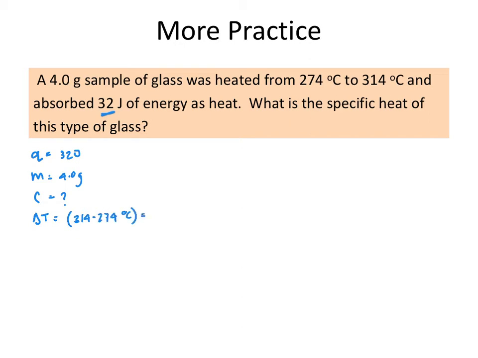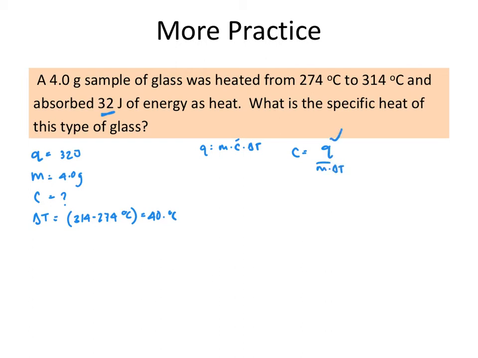Okay, and we're going to go ahead and do the math. That gives us the following. Okay, and then we need to take our equation. We have our Q equals M times C times delta T. We're going to solve for our C. So C is going to be equal to Q over M times delta T.